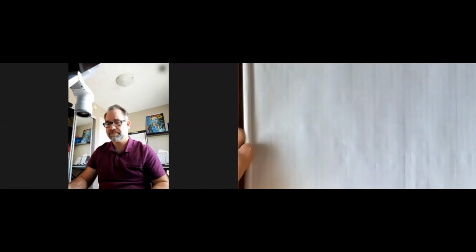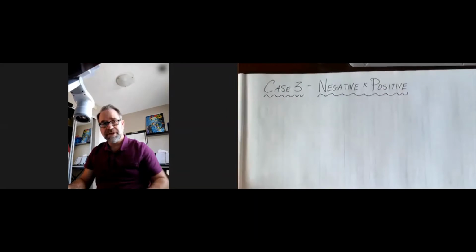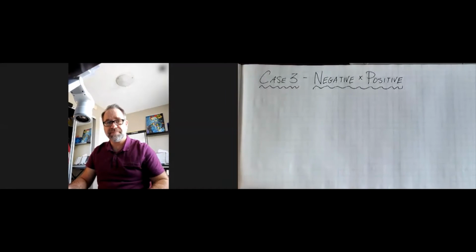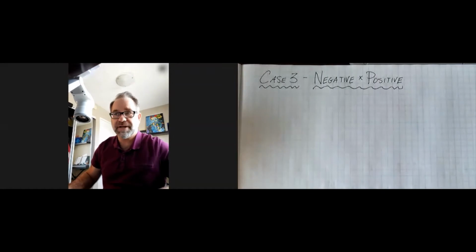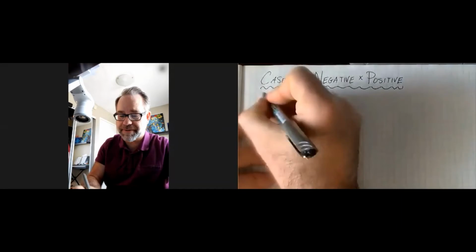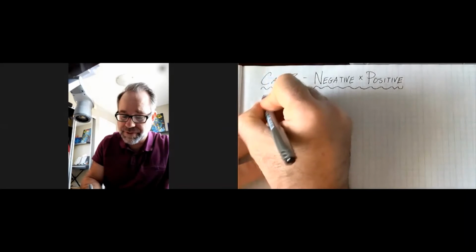Case number 3. Let's see if we can get to the top of the page. Is a negative multiplied by a positive. A negative multiplied by a positive. I'm going to keep it kind of small today so that we can show these.